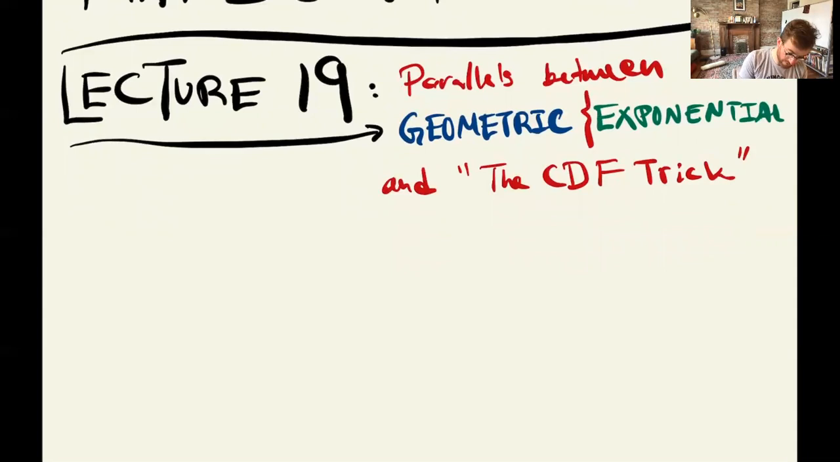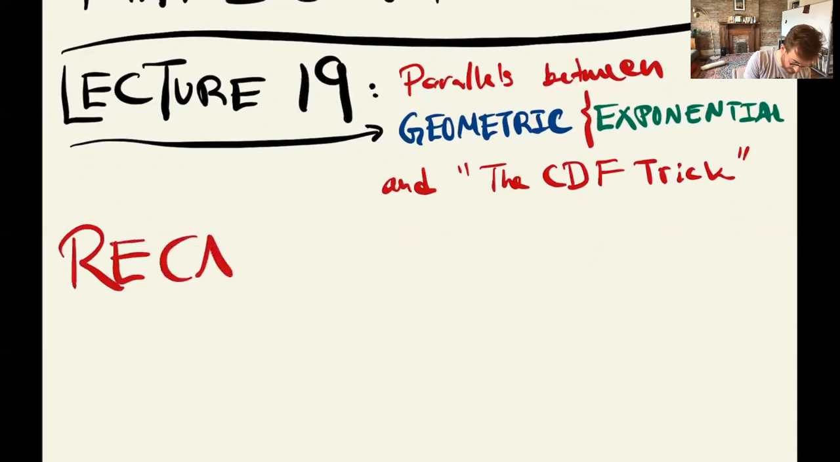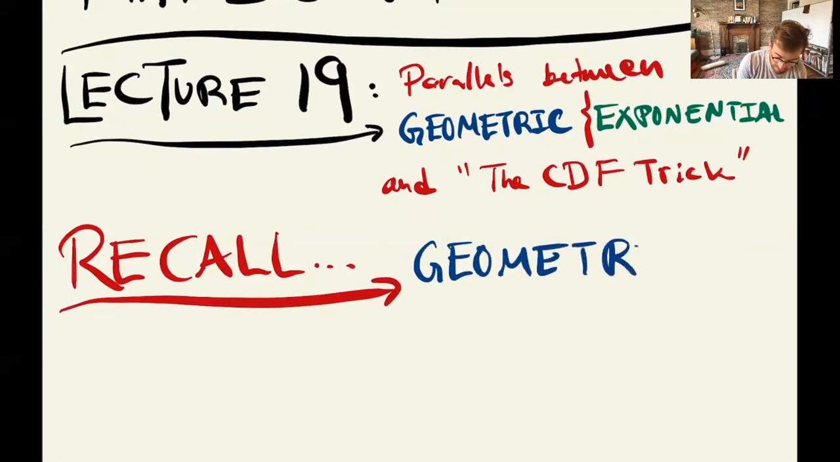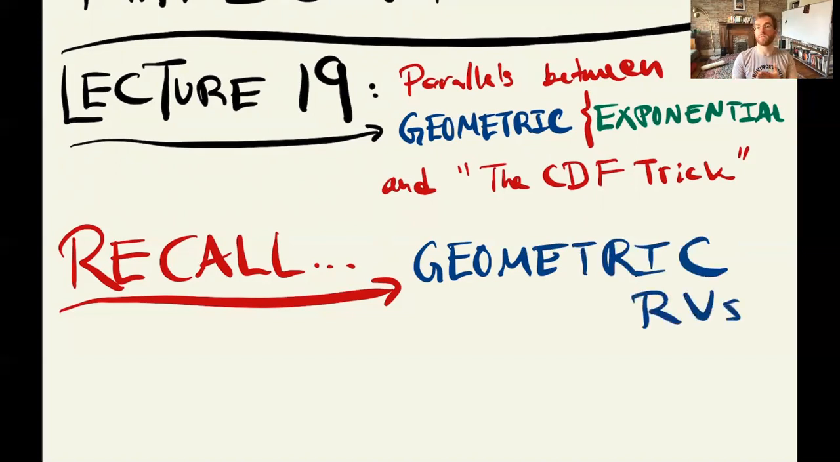All right, so let's go ahead and get down to it. So let's recall, when we first considered the geometric distribution, remember this was in the context of discrete probability. And one way in which we defined it was the number of tries needed to obtain the first success.